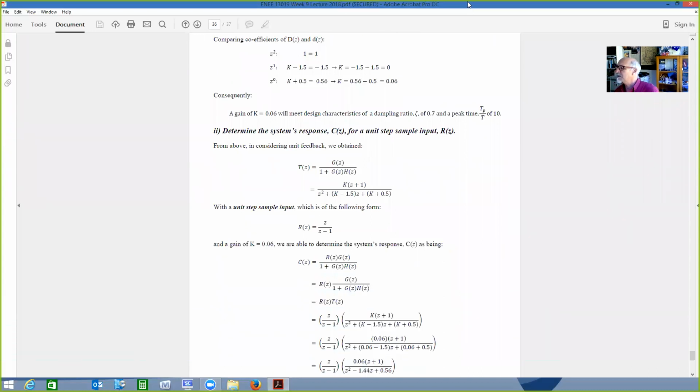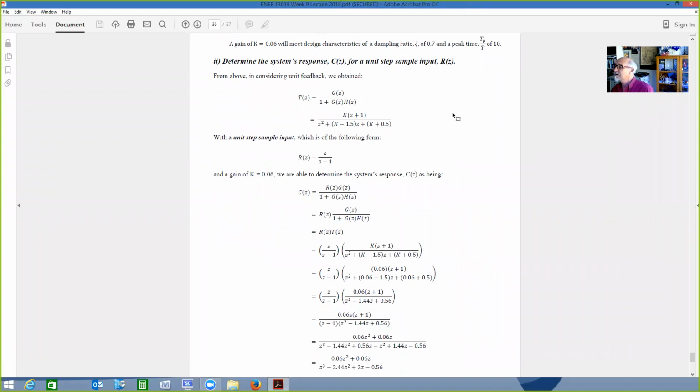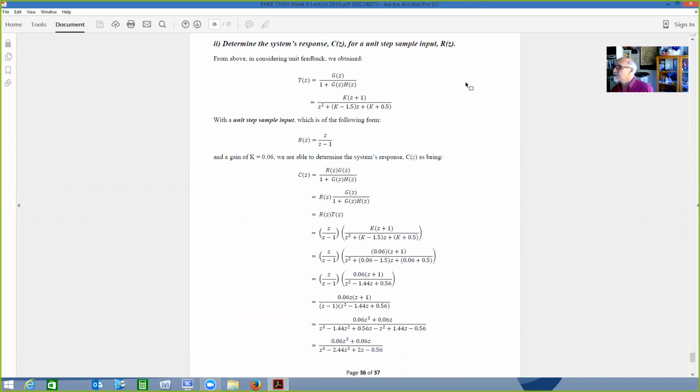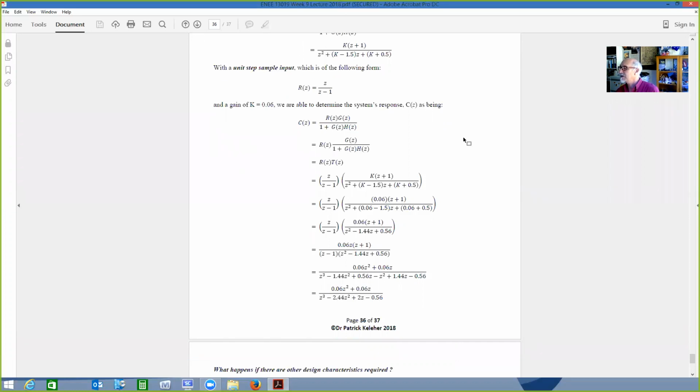Now determine the system's response, C(Z), for a unit step sample input R(Z). So go back, we've got our overall transfer function. It's a feedback system, of course. So we're still concentrating on, in this case, a unit step input. So let's put that in there. And as you see, for a gain of 0.06, we're able to determine the system's response. So C(Z) equals R(Z) times G(Z) divided by 1 plus G(Z)H(Z). Again, just some manipulation.